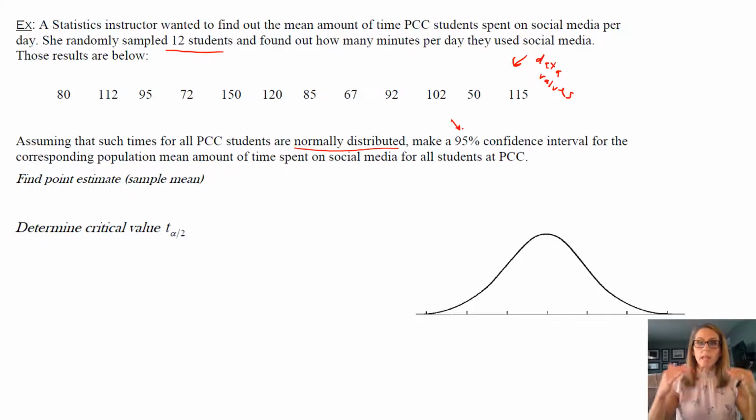Trying to figure out if we were to survey every single PCC student and ask them how much time they spend on social media per day, we want to be 95% confident that that true mean amount sits inside the confidence interval we create. So we're going to find our point estimate.